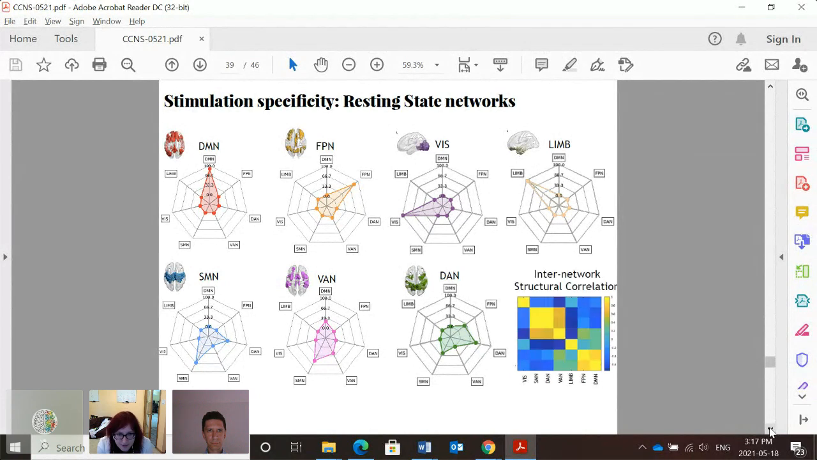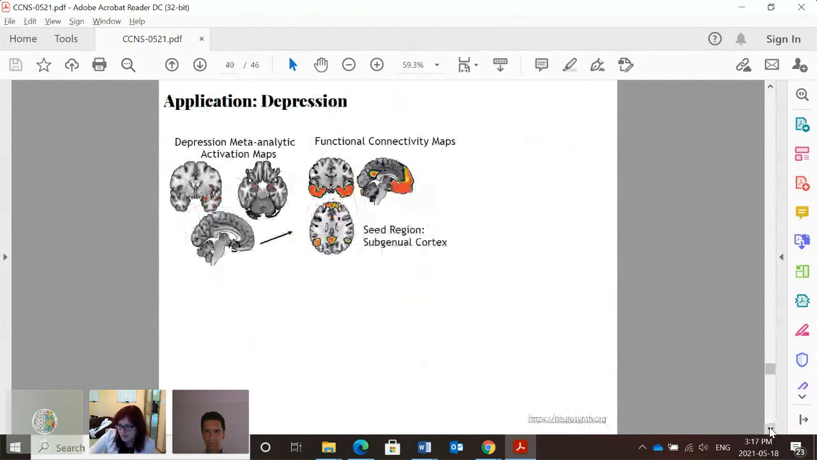Next slide. So we computed a Pearson's correlation matrix of the internetwork structural correlations between these 7 functional networks. And we found high correlational values for white matter bundles between sensory motor, ventral attention, and dorsal attention network, which probably explains why we're not getting this level of specificity here, because they're all very tightly connected with each other. Next slide.